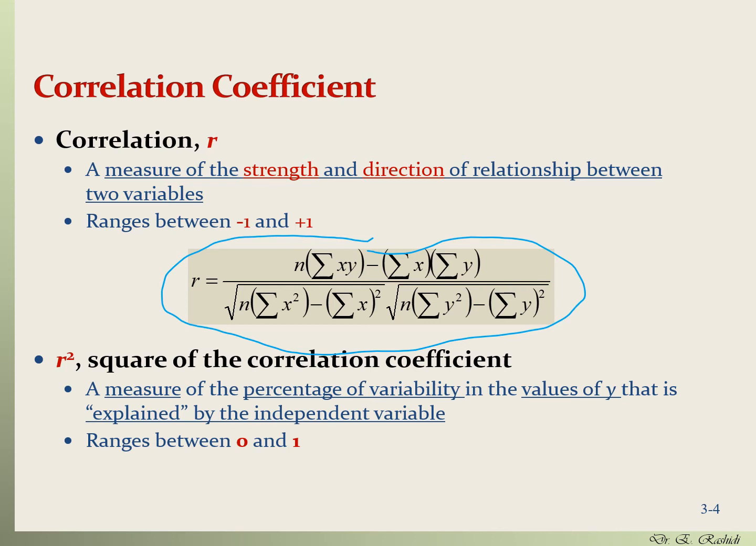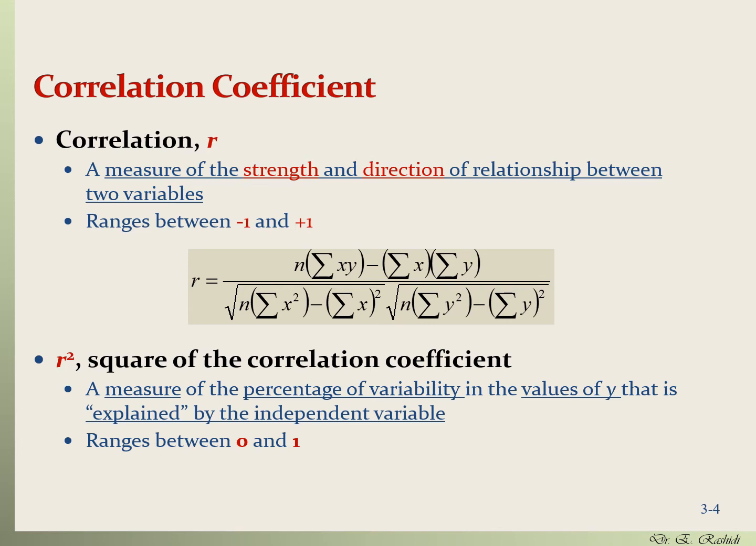And also, the stronger the relationship between two variables, the closer the absolute value of R would be to 1, positive or negative. So R equal to 1 in absolute value, that means R equal to -1 or +1, is the strongest linear relationship between two variables.